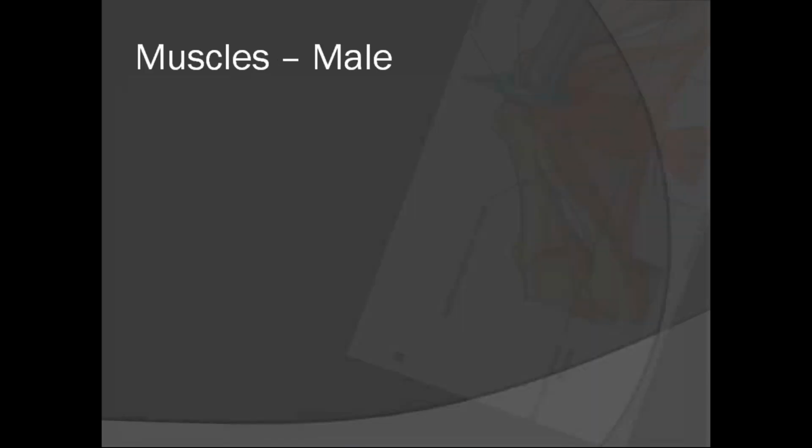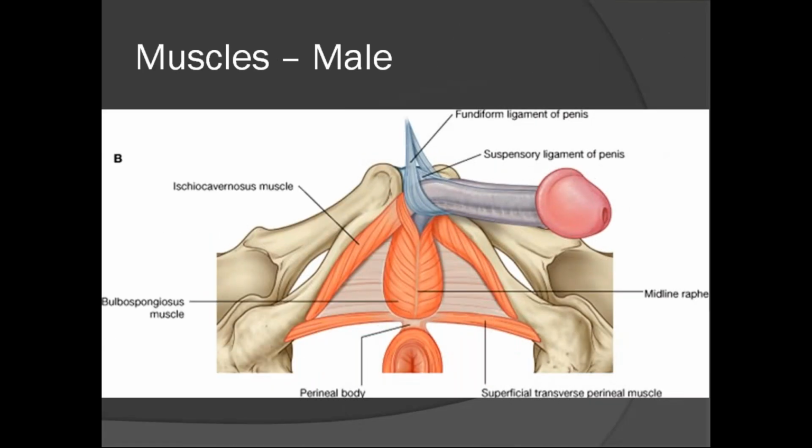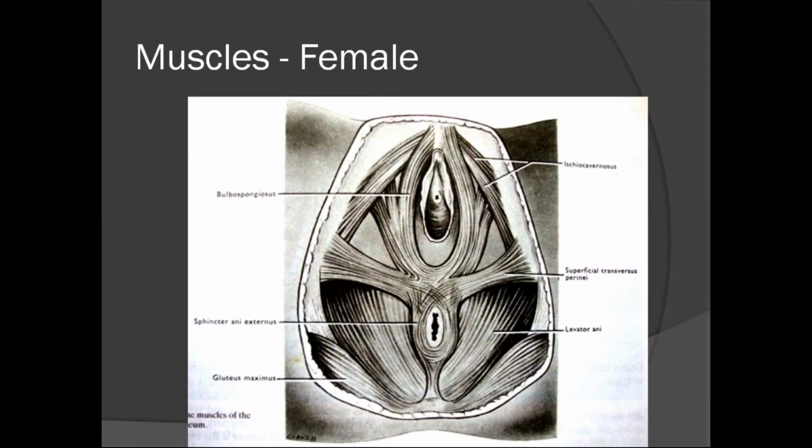In case of female, here the corpora cavernosa, here the greater vestibular glands. And what are the muscles situated in the superficial perineal pouch? Ischiocavernosus, bulbospongiosus, superficial transverse perineae. In case of female also: ischiocavernosus, bulbospongiosus, superficial transverse perineae, right?